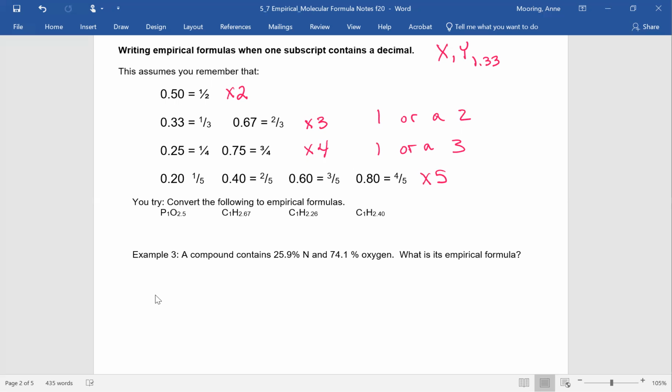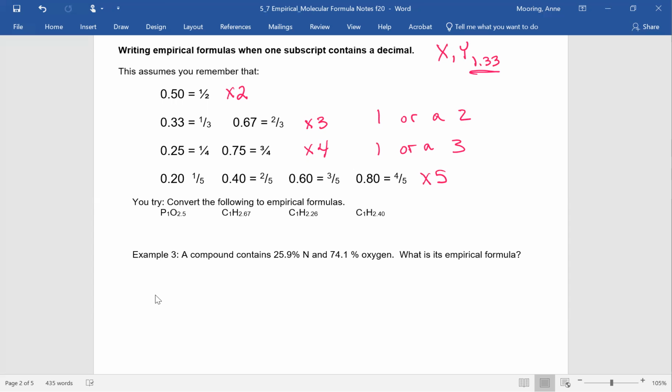Now, some students, when they're faced with something that looks like this, take the shortcut of just going, well, let me multiply it by 2, let me multiply it by 3, let me multiply it by 4, let me multiply it by 5, and see what gives me a whole number. Because quite honestly, in this class, I'm not going to give you anything that goes beyond 1/5, okay?